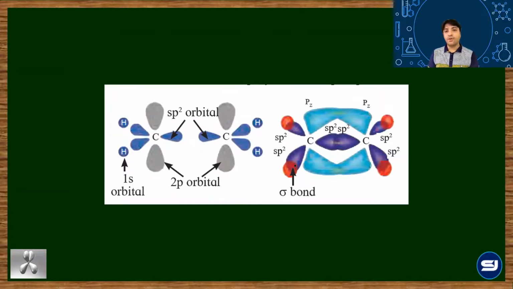So this is the orbital electron density diagram. Jahan par you can see the head-on overlapping of sp2 gives a carbon to carbon sigma bond. This is also axial overlapping between s and sp2, and the pi electron density lies above and below the plane. This is a single pi bond. So when we see the electron density or the electron cloud for the ethene molecule, it will appear like this. Samjha?